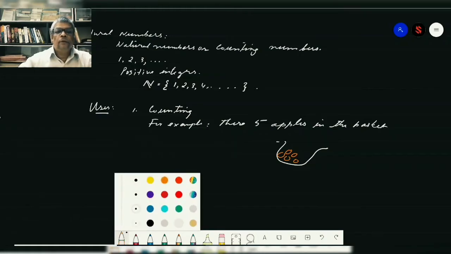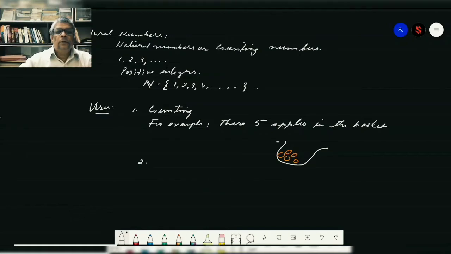Another use of these numbers is for ordering. For example, suppose there are say 6 lines. We say that this is the first line. This is the second, third, fourth, fifth, sixth, etc. This is used for ordering: first one, second one, third one, like that.